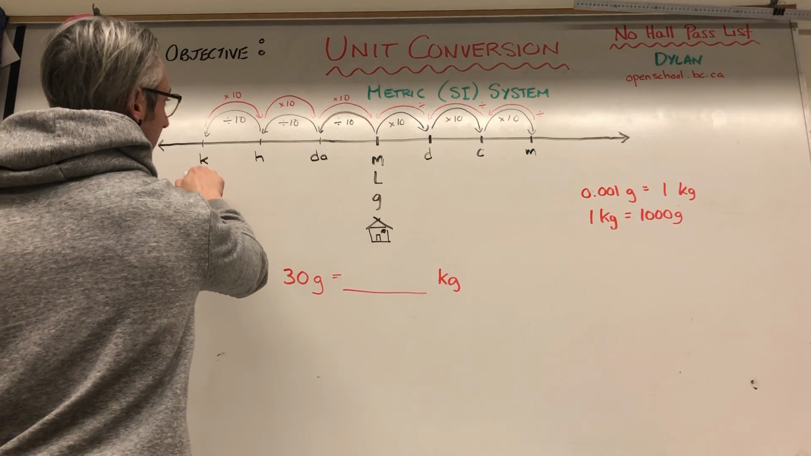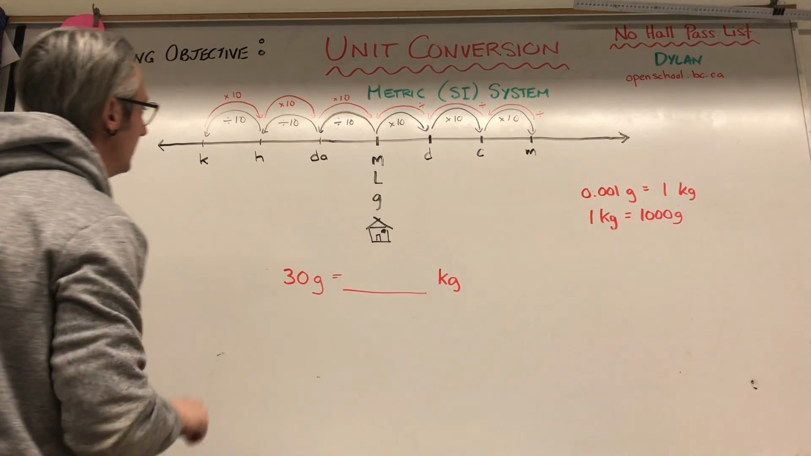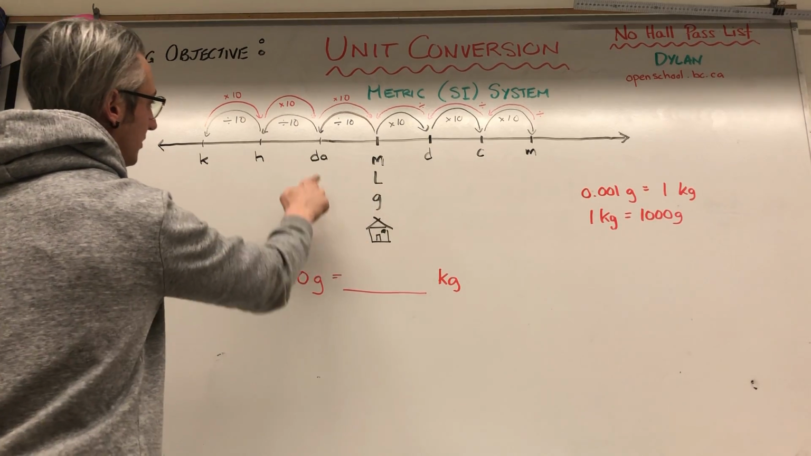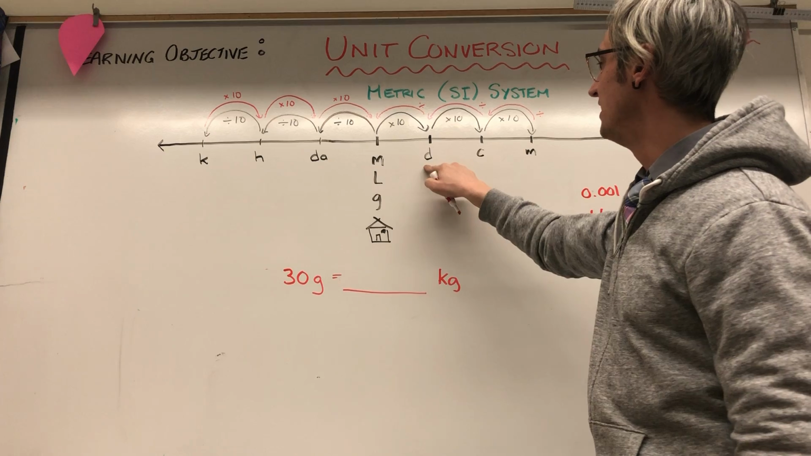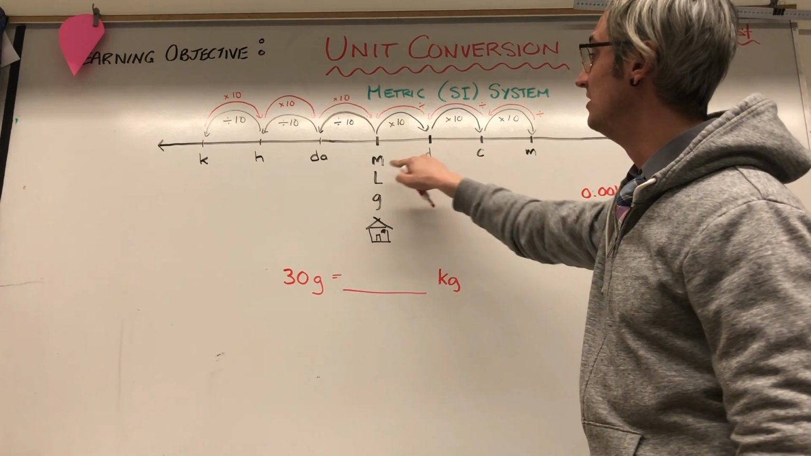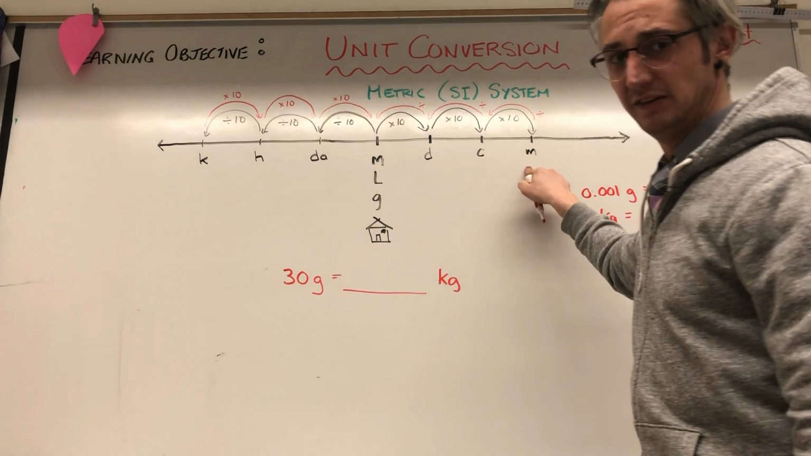This is 1,000, or one of these is 1,000 of these. One of these is 100 of these. One of these is 10 of these. One of these is 10 of these, one of these is 100 of these, and one of these is 1,000 of these.